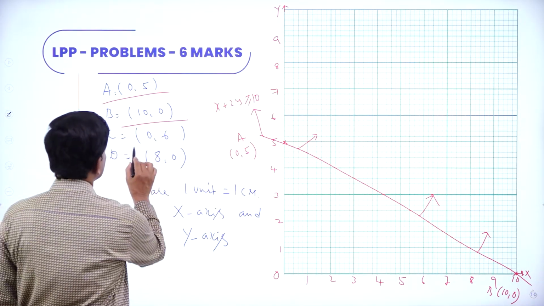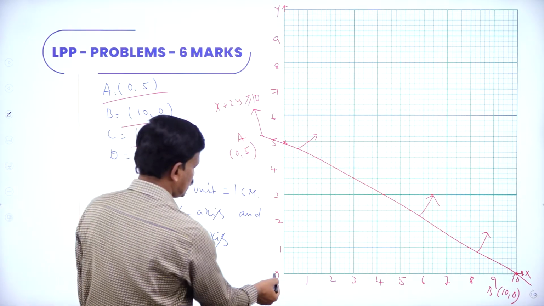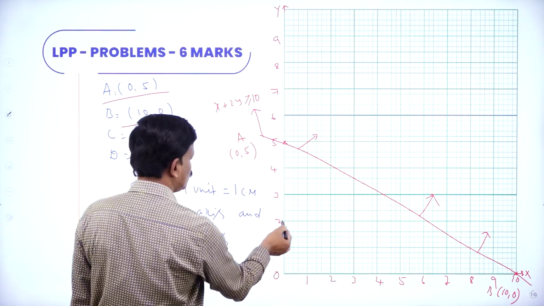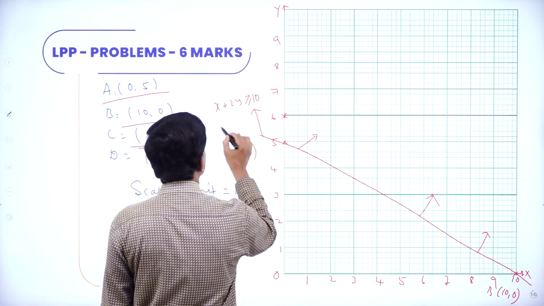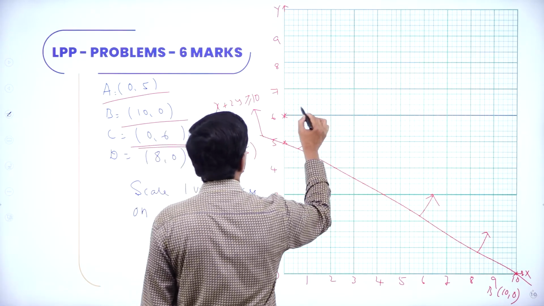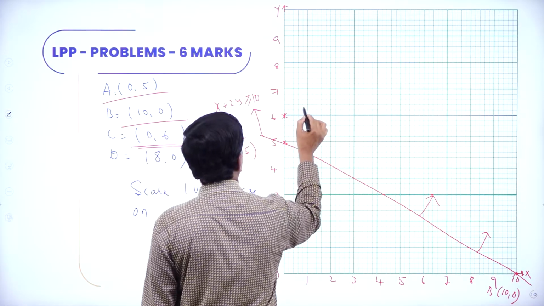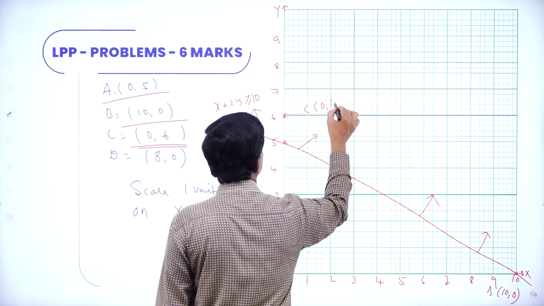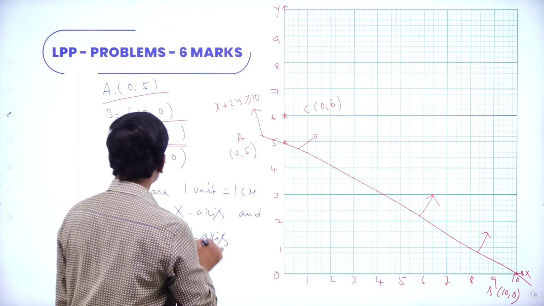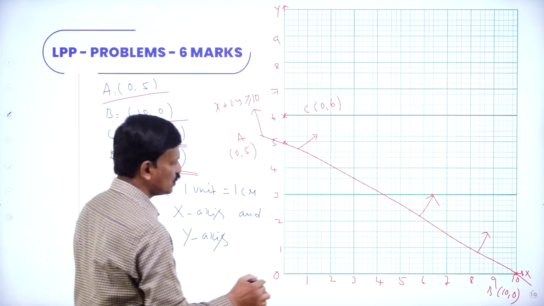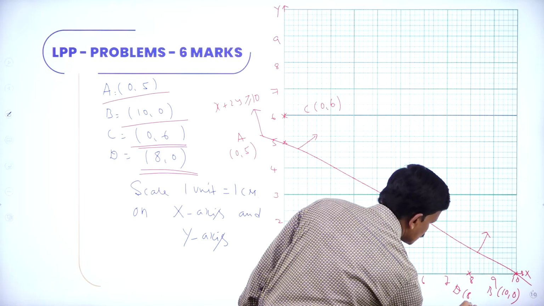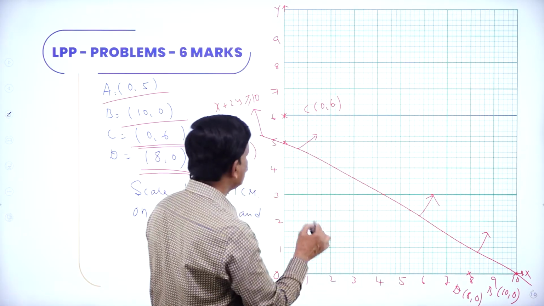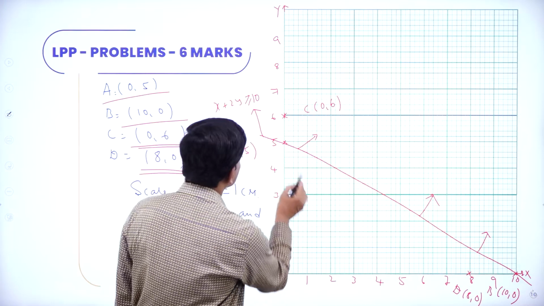What is the next point? C 0 comma 6. X is 0, y is 6. 1, 2, 3, 4, 5, 6. This is C. I'll write C here itself. C 0 comma 6. And the last point is D 8 comma 0. X is 8, y is 0. Now draw a line.